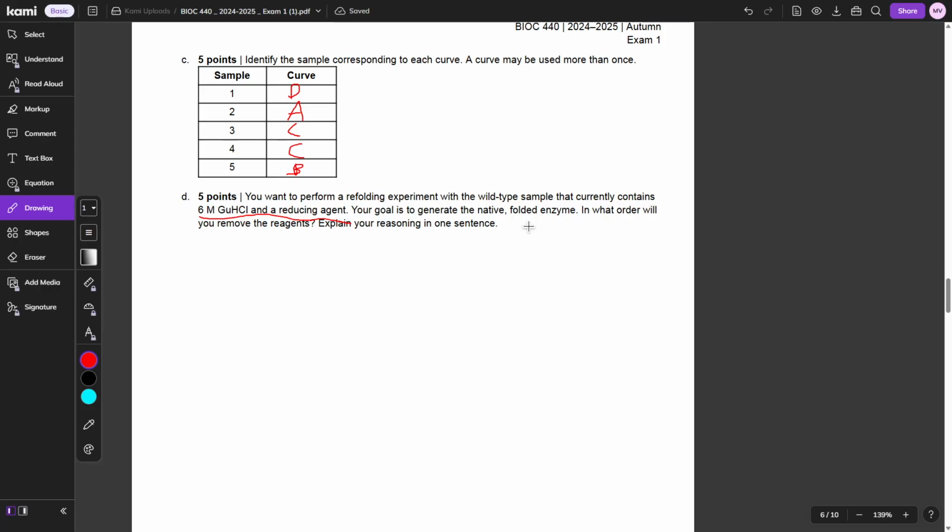If I remove the GuHCl, the guanidinium chloride, first, the protein can start refolding, right? And then if I remove the reducing agent, now the protein is folded correctly, and the disulfide bonds are actually the correct disulfide bonds that should be forming. The cysteines are actually in line. The correct cysteines are in line. Does that make sense?